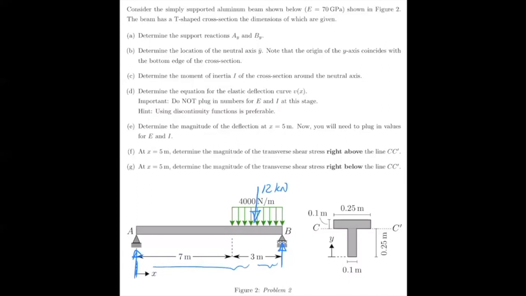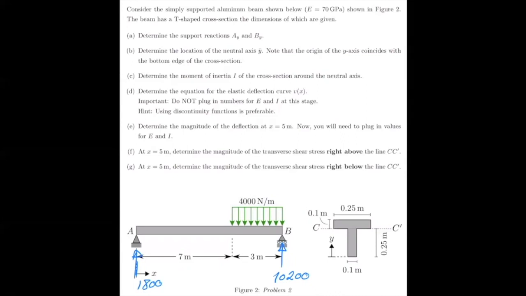So the ratio between them should be 8.5 divided by 1.5. And if you play with that, you would get AY to be 1,800 and BY would be 10,200. And then again, if you pay attention, the sum of these two is also giving you 12,000. Okay, so that's the first part. We know AY and BY. Do you have any question?